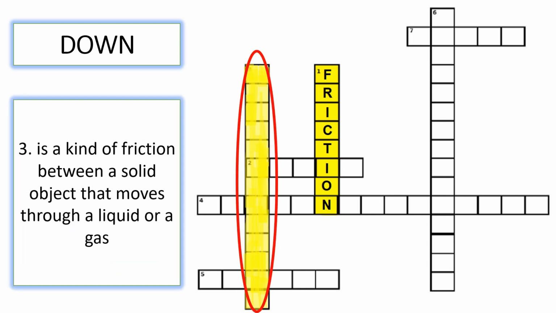Next, it is a kind of friction between a solid object that moves through a liquid or a gas. What is this word? If your answer is fluid friction, then your answer is correct.